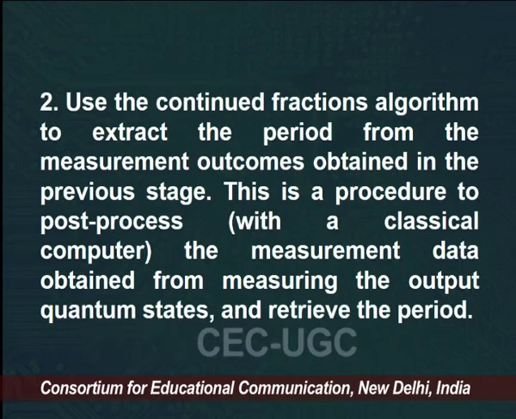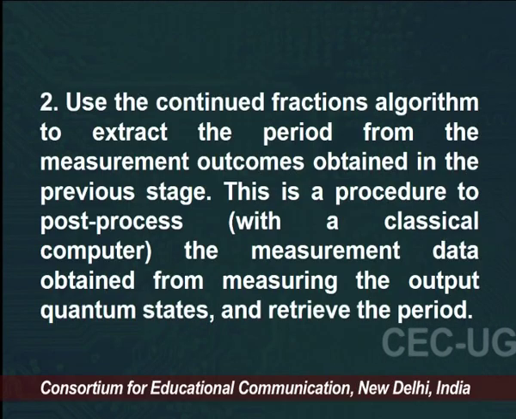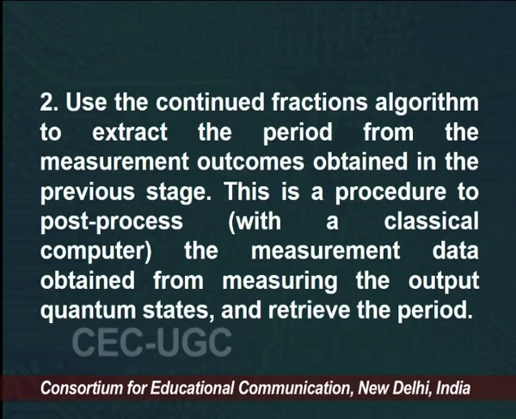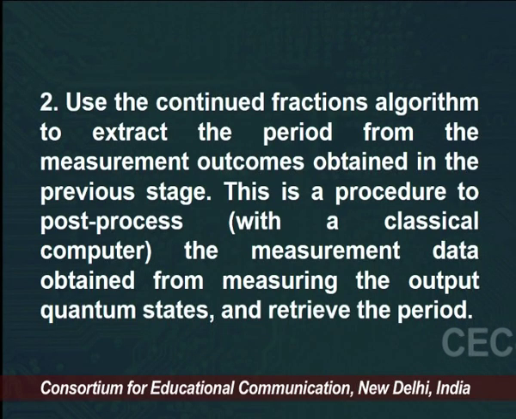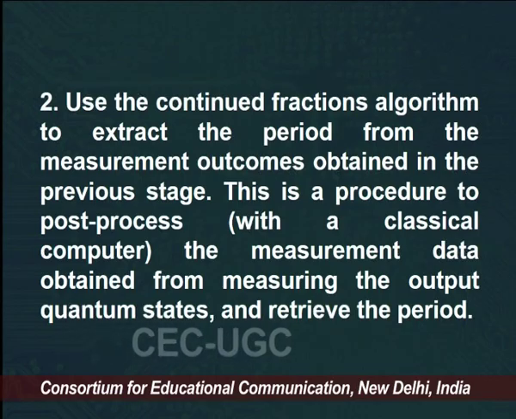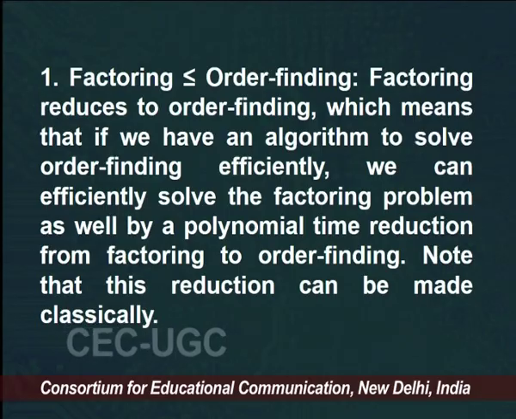Another, the second step is to use the continued fractions algorithm to extract the period from the measurement outcome obtained in the previous stage. So, this procedure post-processes the measurement data obtained from measuring the output quantum state and retrieves the period. First, the output we get in the form of the quantum state, and after that the period is extracted. So, number 1, factoring must be less than or equal to order finding.